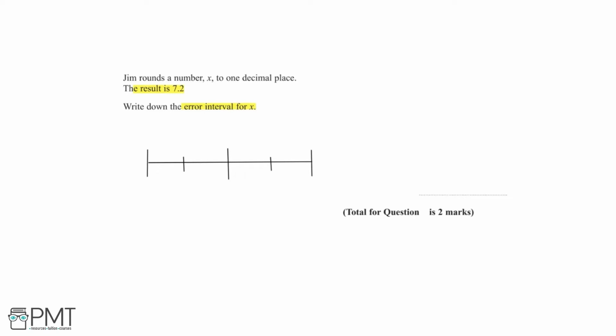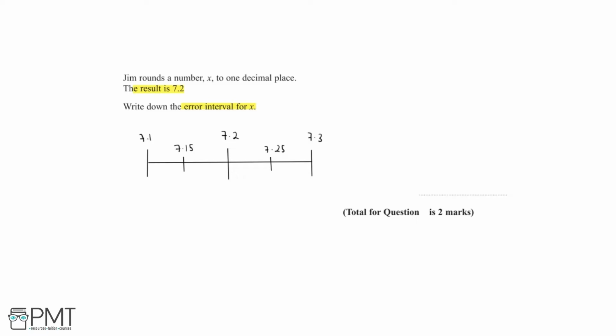So in our diagram, we can label the middle as 7.2. And on the end, we can have 7.1, and then we can have 7.3. In between, we'll have 7.15 and 7.25. We need to think of all of the numbers that will result in 7.2 when rounded to one decimal place.